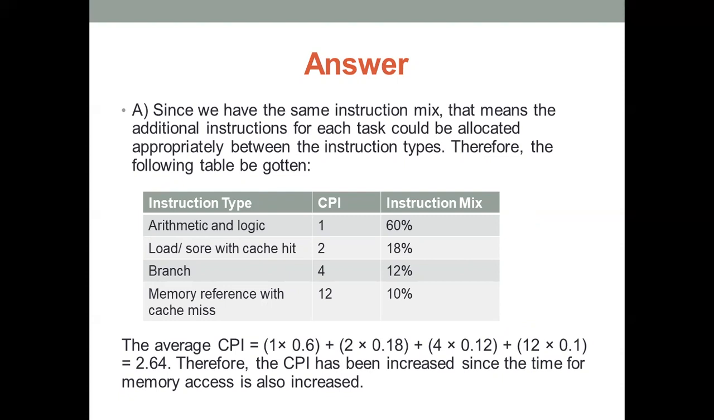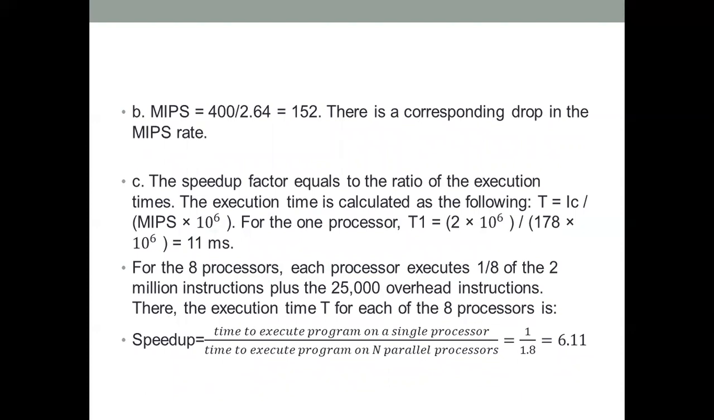So the average CPI is 1 multiplied by 0.6, plus 2 multiplied by 0.18, plus 4 multiplied by 0.12, plus 12 multiplied by 0.1. So we got 2.64. Therefore, the CPI has increased since the time for memory access is also increased. For part B, MIPS is equal to 400 divided by 2.64, equal to 152. There is a corresponding drop in the MIPS rate.